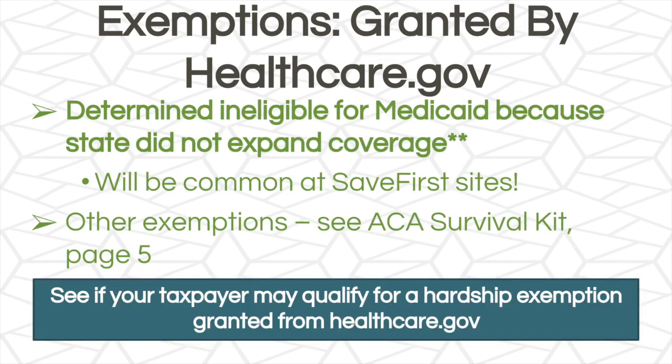So another one is the taxpayer is determined ineligible for Medicaid because the state did not expand coverage. So this is also an exemption you can claim directly on the tax return, and this will be very common at Save First tax sites, and we'll talk more about that in a second. And then there are also other exemptions, and in the Pub 4012, there is the really long page where it has all of the exemptions listed out that you will become very familiar with, and you'll be able to kind of guide a taxpayer through looking through all of those to see if they qualify.